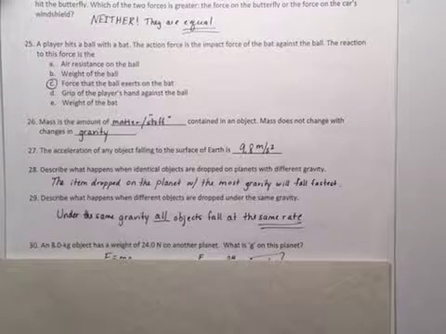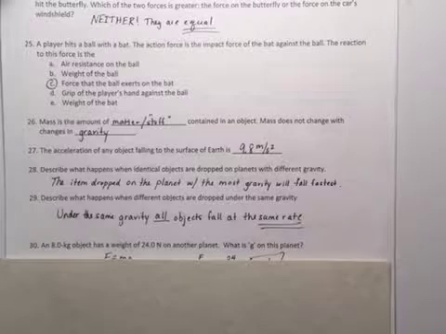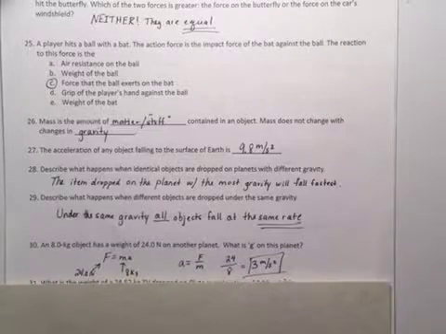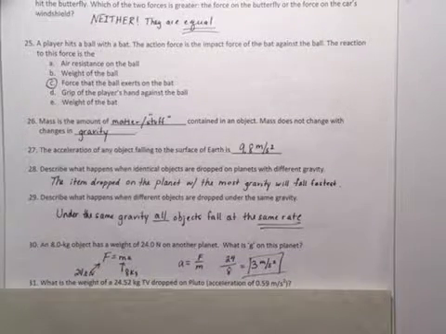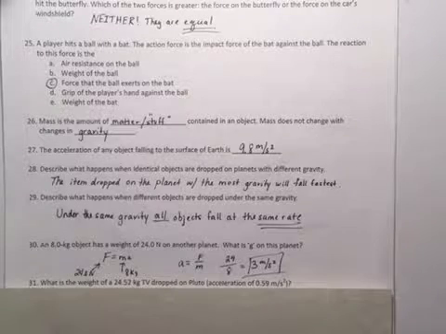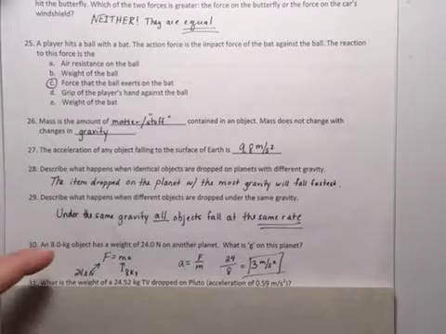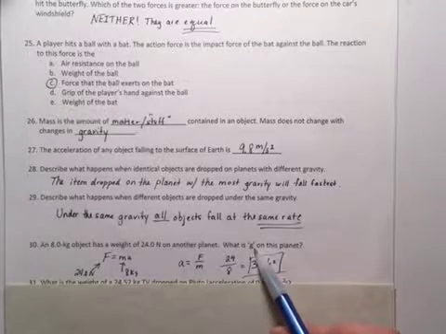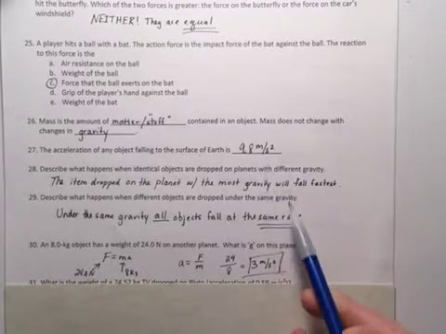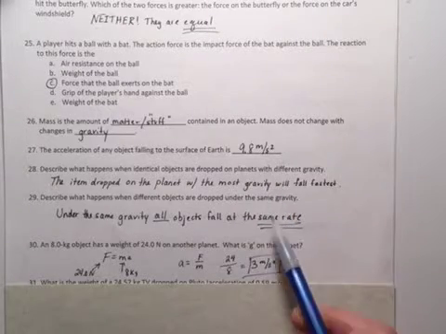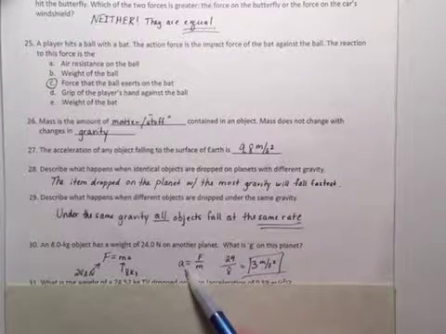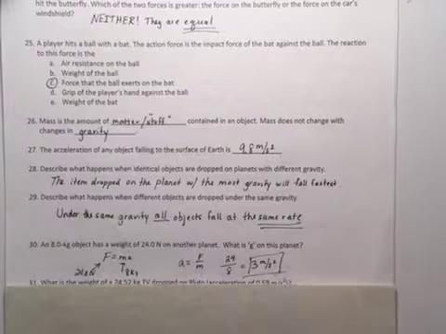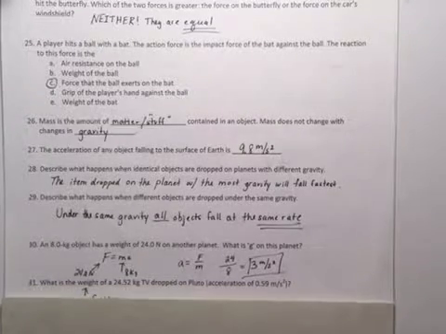Number 30, an 8 kilogram object has a weight of 24 newtons on another planet. What is the g on this planet? You can use F equals ma for this. You have mass, you have a force, and you're looking for the acceleration, or g, on that planet, because they end up being the same, if you look. So, solve for acceleration, force divided by mass, it would fall 3 meters per second.